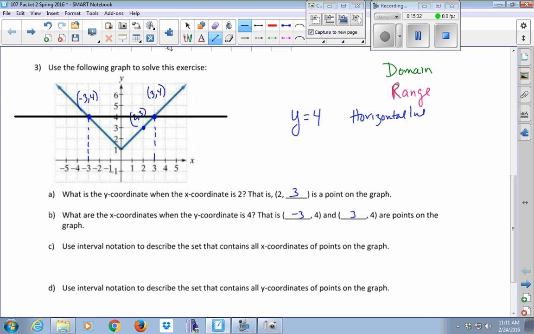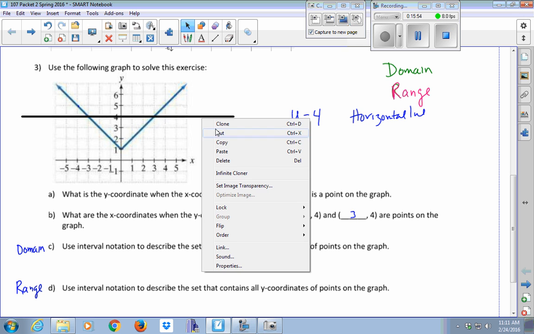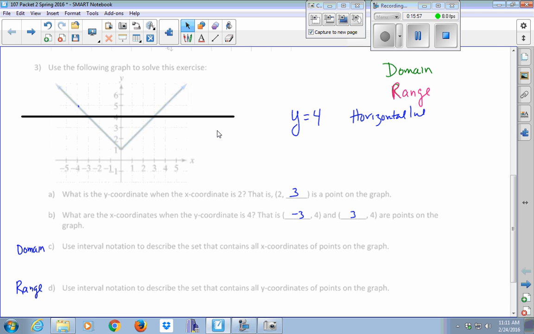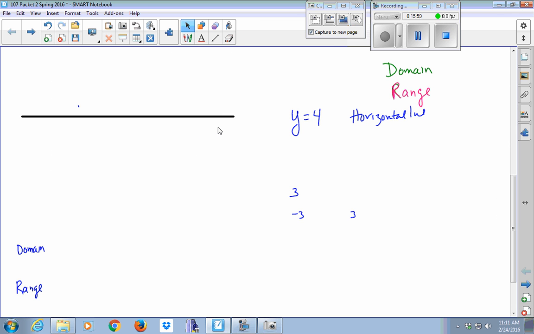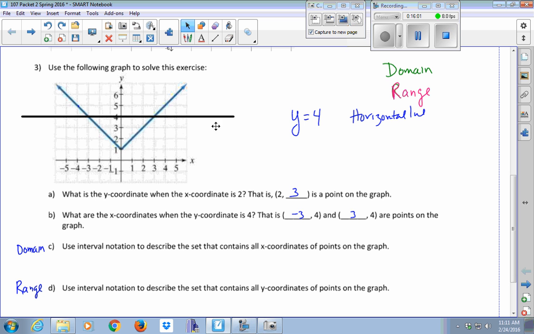Okay, so now this next one, I want you to make some notes. This involves the idea of domain, which we're going to use over and over again, and this involves the idea of range. Okay, so let me erase this. Oh, I didn't want to erase that. I just want to get the line out of the way.